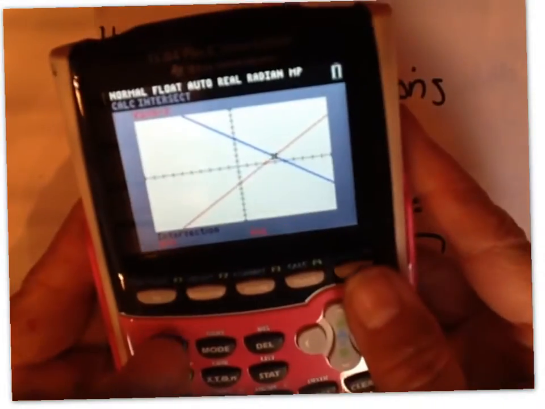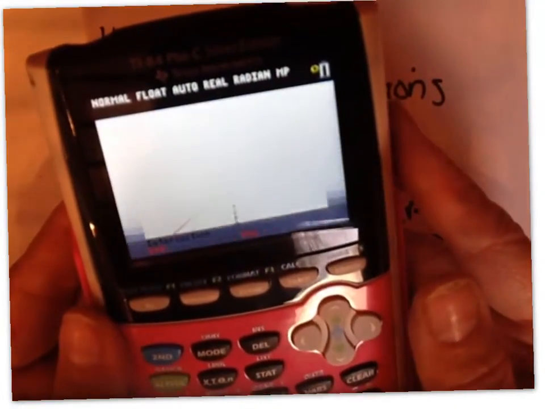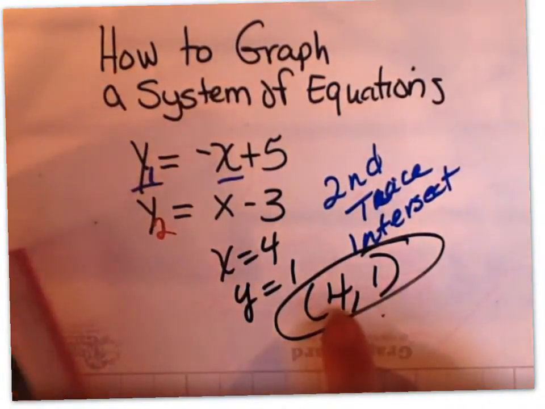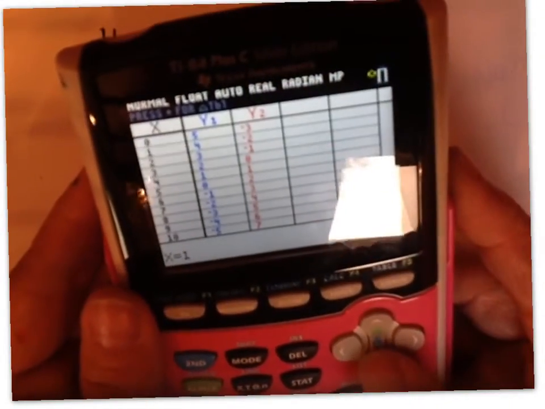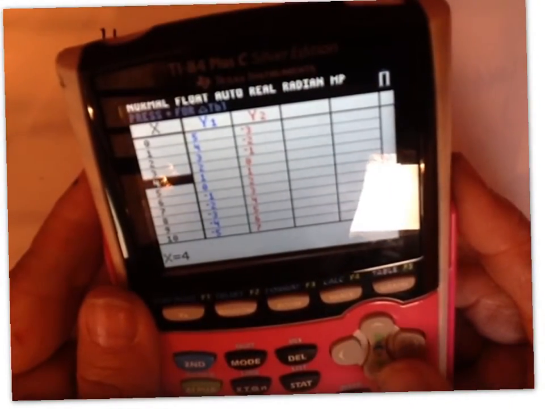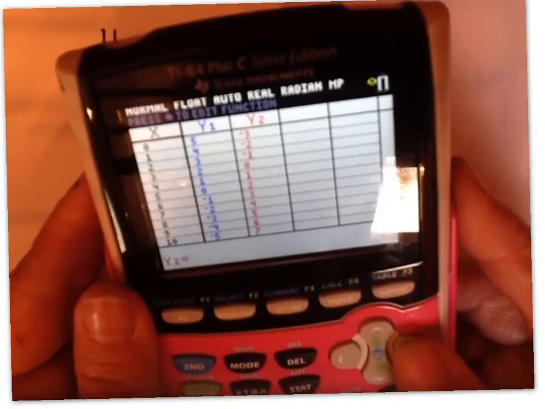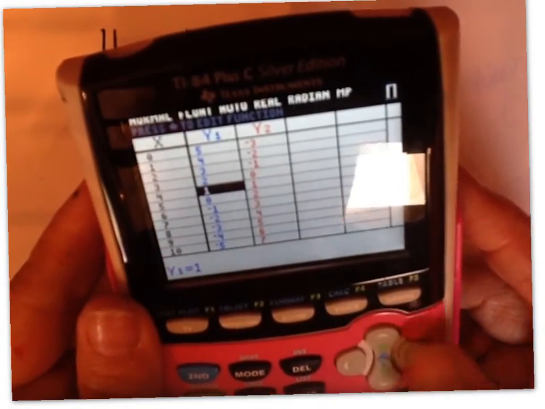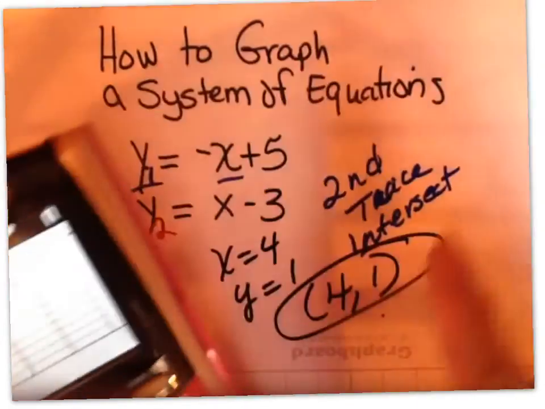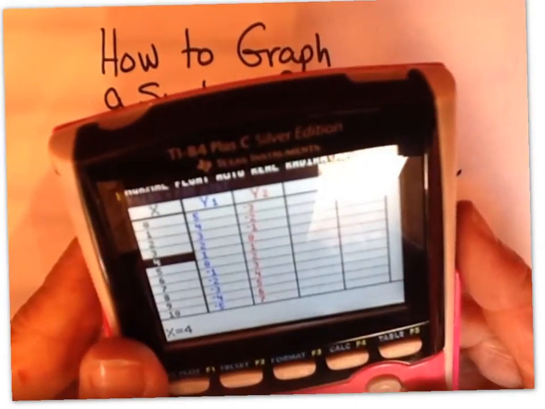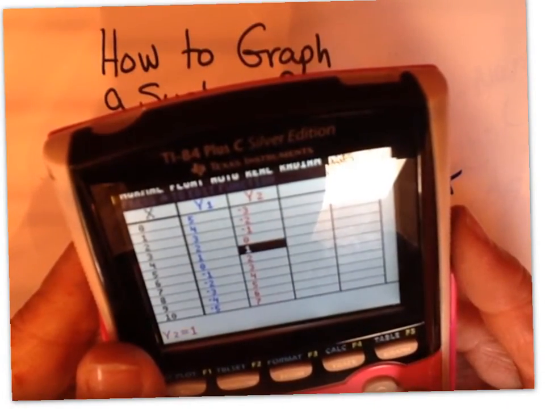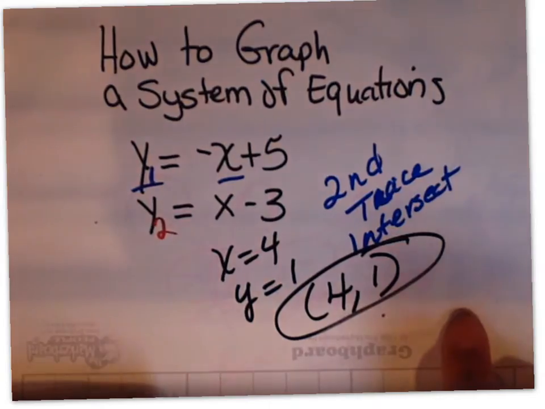And we've also done this before, you can go and look at our table. Second graph is your table. And let's see, down where x equals 4. If I go down to where x equals 4, my y1 and my y2 should be the same number, which is 1. And if you'll remember, my solution was x equals 4 and y equals 1. So that's how you can tell from the table.